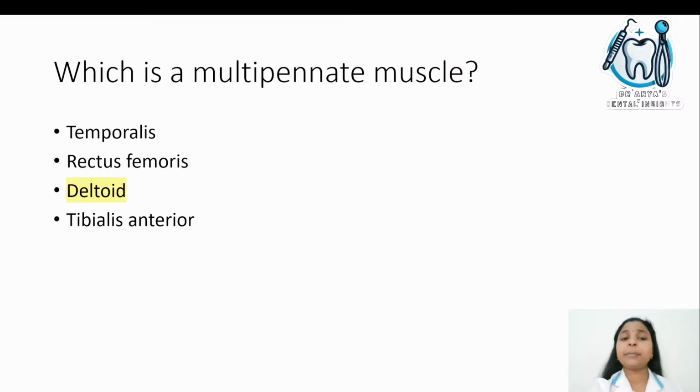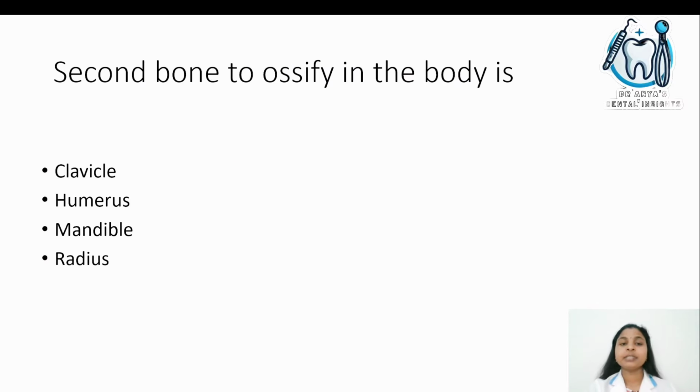What is temporalis? It is a triangular arrangement. And we have all seen the rectus femoris. What is that arrangement? It is a bipennate arrangement. And tibialis anterior is a circumpennate arrangement. So these are the various structures of skeletal muscles. Okay, is it clear? Yes. So the next question: the second bone to ossify in the body is clavicle, humerus, mandible, or radius.